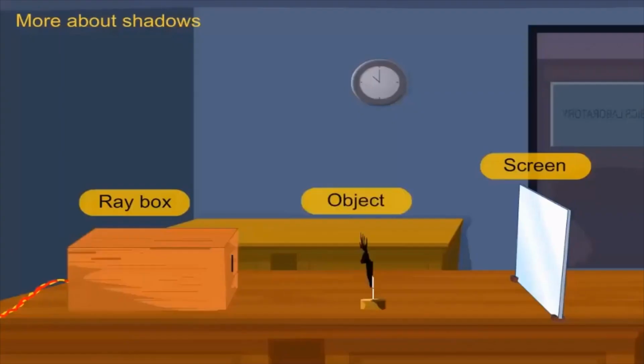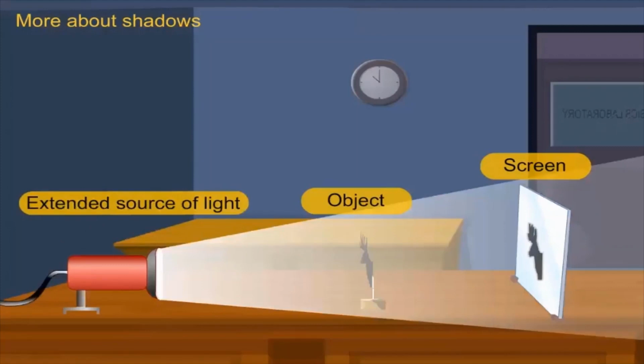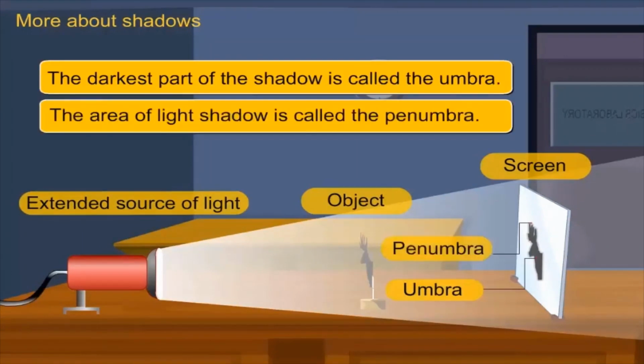Place an object in between an illuminated ray box and a screen. A sharp, well-defined image is formed on the screen if the source of light is very small. But two shadows are formed if the source of light is extended or wide. The darkest part of the shadow is called the umbra, and the area of light shadow is called the penumbra.